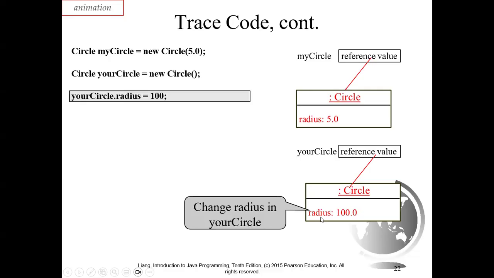However, in the third line, we change the radius in your circle to 100.0. And let's see how we are invoking the data fields. We firstly write the object's name there, right? Your circle. And then we use the dot to call the radius field. This is the data field, let's say. And we assign 100 to it. That means we are changing the data field.